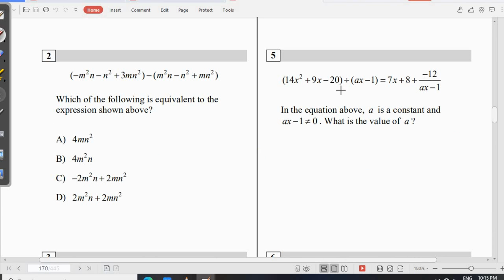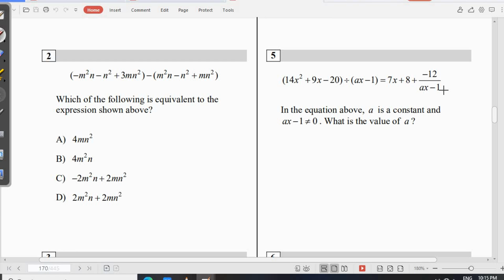So we have this. In the question above, a is a constant and ax minus 1 is not equal to 0. What is the value of a? So we have 14x squared plus 9x minus 20 divided by ax minus 1, and we have it equal to 7x plus 8 plus minus 12 over x minus 1.